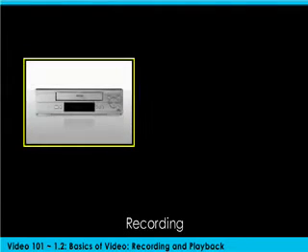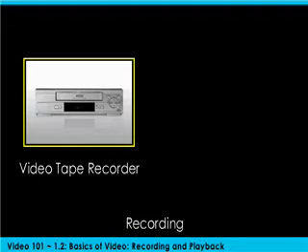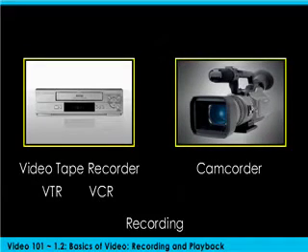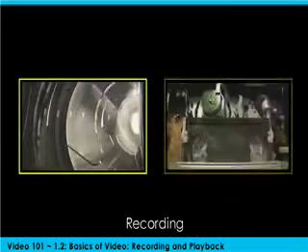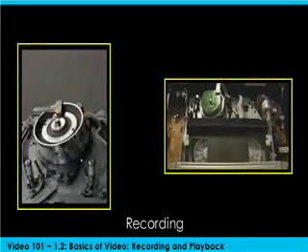Both analog and digital video can be recorded onto magnetic cassette tape using a videotape recorder, which is also called a VTR or a VCR, or using a camcorder, which is a combination of a camera and a VTR. The tape exits the cassette and passes over one or more record heads, which are mounted on a spinning drum.